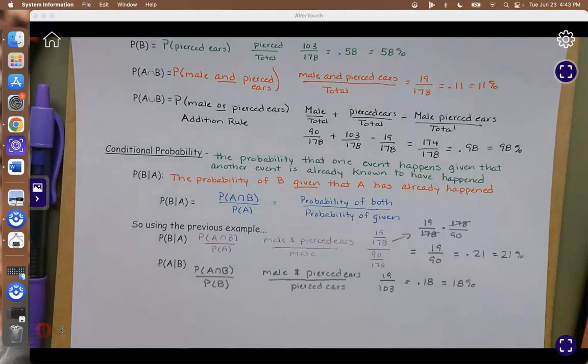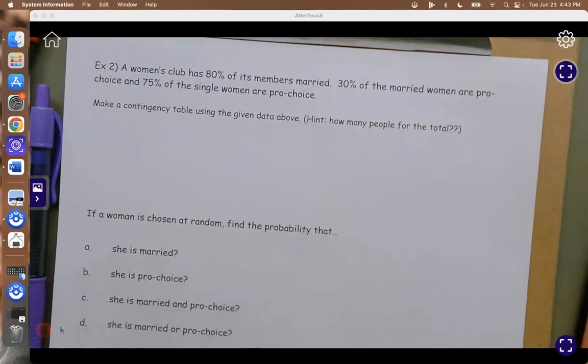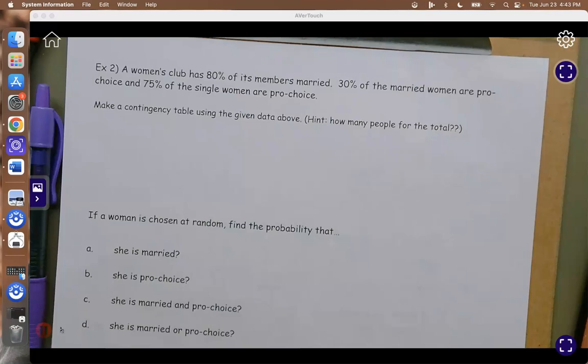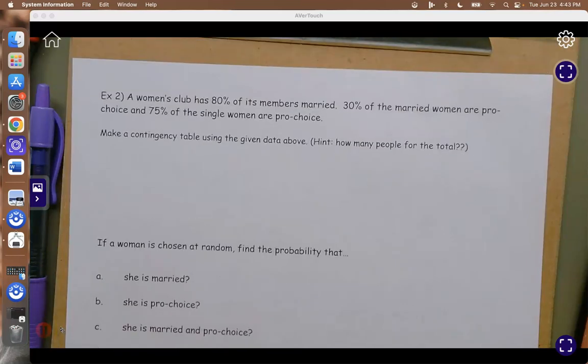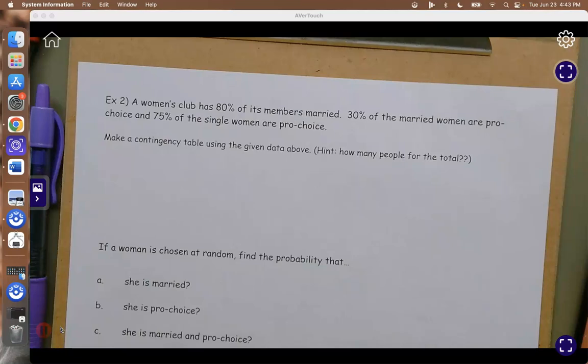Now, we're going to create a chart and answer questions about it. So a women's club has 80% of its members married. 30% of the married women are pro-choice, and 75% of the single women are pro-choice. So, make a contingency table given the data above. How many people do you use for the total? Because they didn't tell you how many people are in the group.